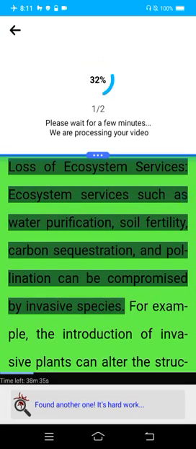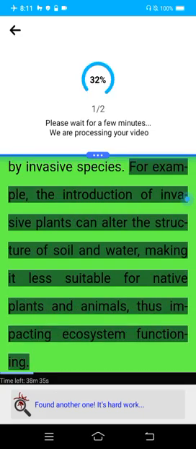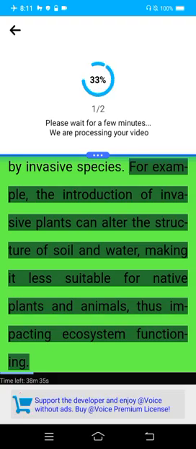Loss of ecosystem services. Ecosystem services such as water purification, soil fertility, carbon sequestration, and pollination can be compromised by invasive species. For example, the introduction of invasive plants can alter the structure of soil and water, making it less suitable for native plants and animals, thus impacting ecosystem functioning.